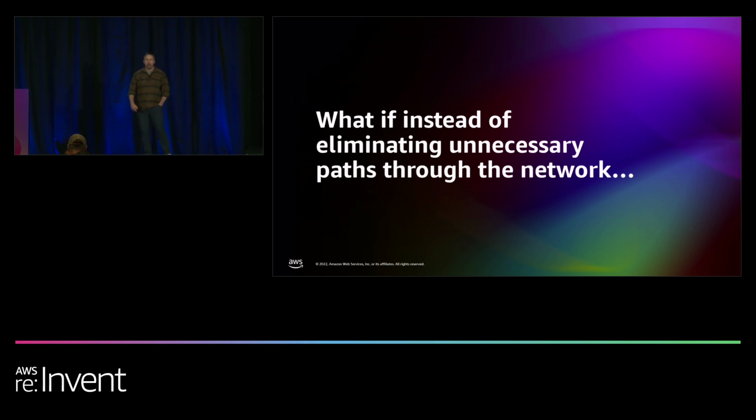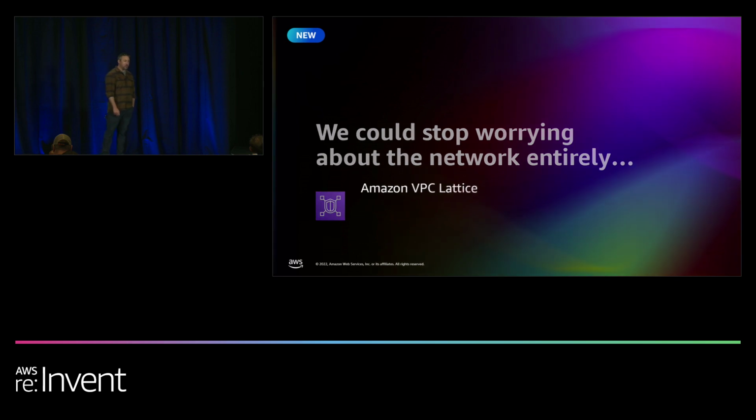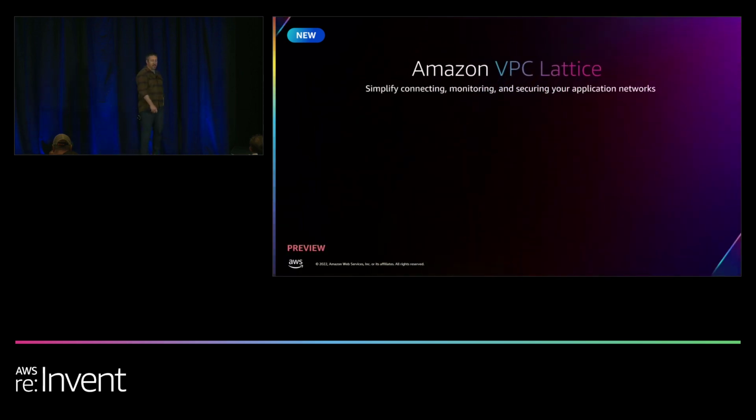So what if we could stop worrying about eliminating unnecessary pathways through the network, and we just stop worrying about the network entirely, right? And that is what Amazon VPC Lattice is going to do for us, right? If you didn't catch it in the networking leadership talk earlier this week, Amazon VPC Lattice is essentially a way to, the folks that built it will really talk about it being a network simplification for developers, right? They want to be able to connect all forms of different compute in a very consistent way, right?